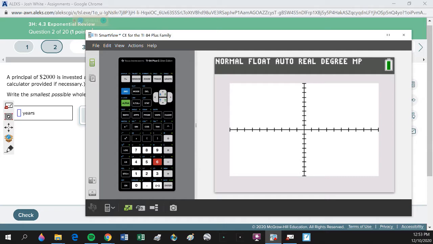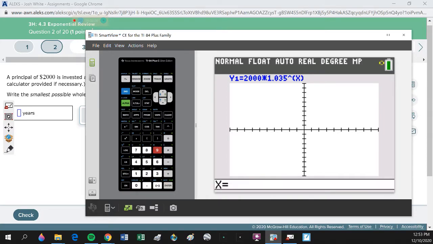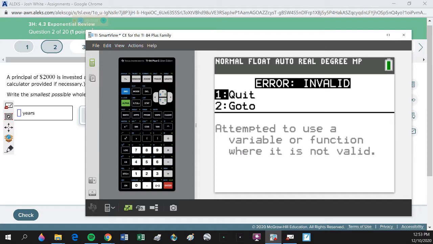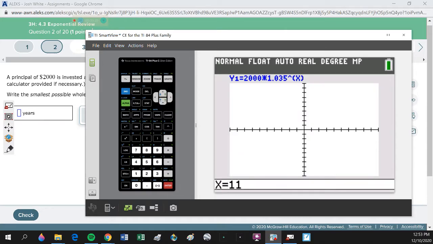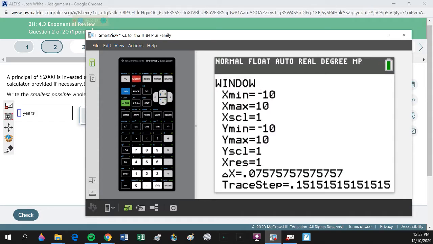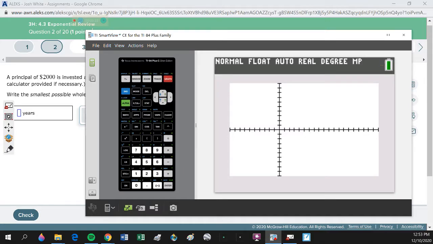If you push trace, then you can just start plugging in numbers. 2, 3, 4, 8, 9, 10. And when I try to plug in 11, I get error. How come? 11 is not an x value that appears on the screen. So in order to do these guesses, you got to change your window to fit your needs. So I'll put my x max at 20. Now I can do trace. I can type in 11, 12.